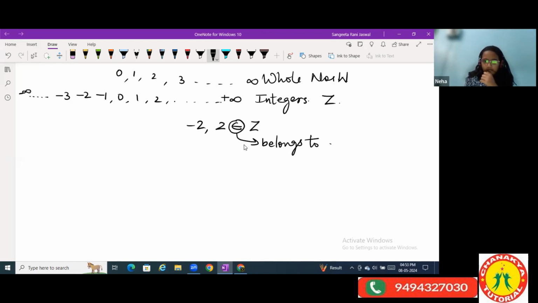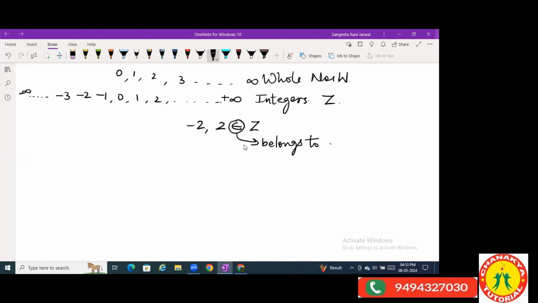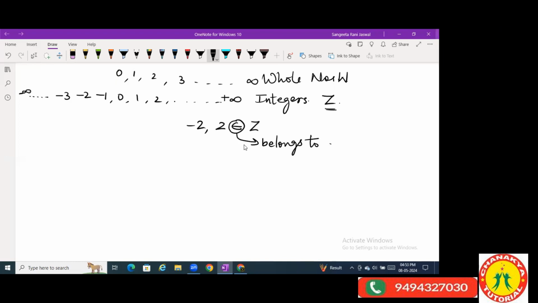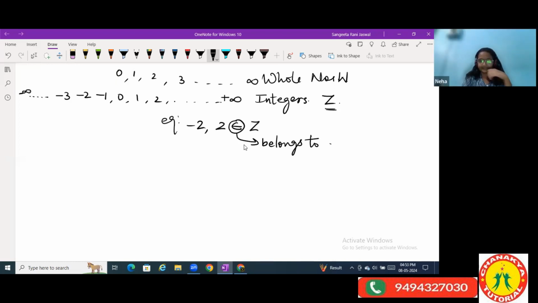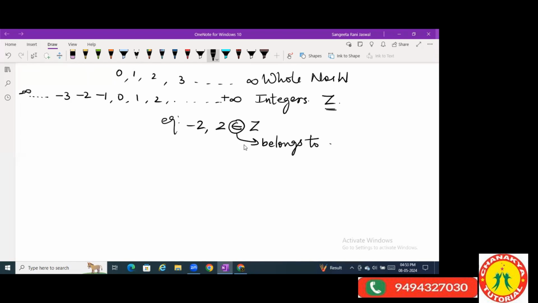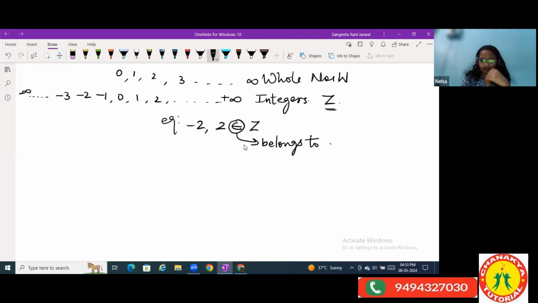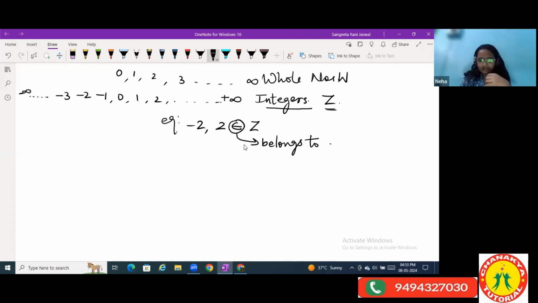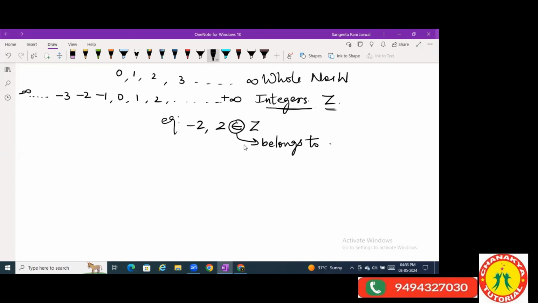Why did I write Z over here? After the symbol of belongs to, I wrote Z. I'm just giving you an example that minus 2 belongs to Z. If you want to say that some number belongs to this set of numbers, we write it like this: belongs to the set of integers. Z means the set of integers.